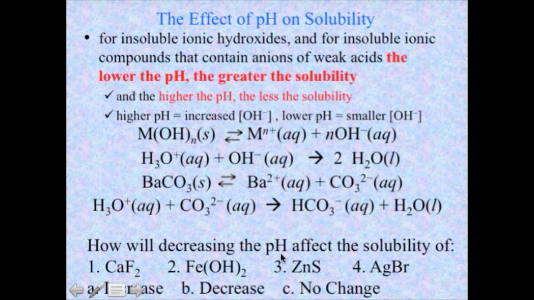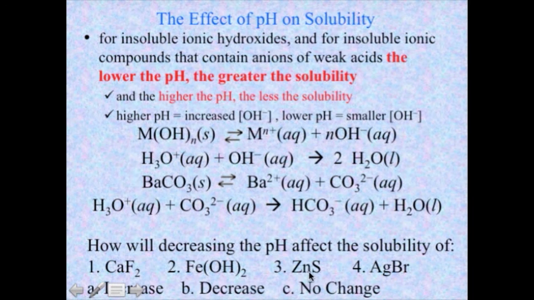Okay, so we're decreasing the pH, we're increasing the concentration of hydronium ion. With calcium fluoride, fluoride is the anion of a weak acid, hydrogen fluoride. If we make more hydronium ion available, it will react with fluoride, taking it away from its availability to the calcium ion and increasing the solubility of calcium fluoride. Same thing with iron hydroxide, where the increased hydronium ion reacts with hydroxide, driving the equilibrium to the right to the increased solubility of iron hydroxide.